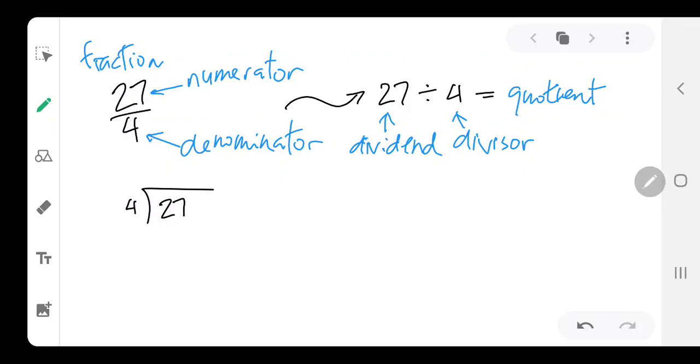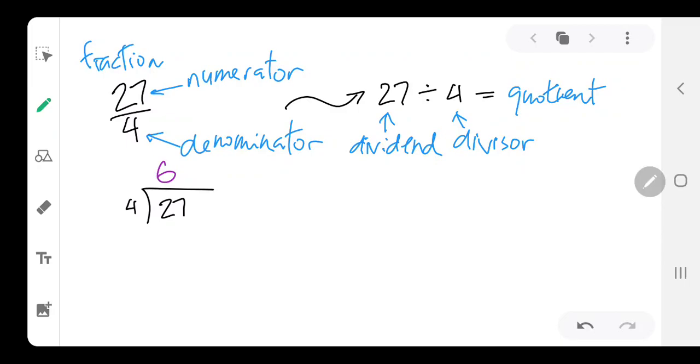5 times 4 is 20. We're still kind of far from 27. 6 times 4 is 24. Now we're getting close. 7 times 4 is 28. Now we went over it, so it has to be 6. 6 is the largest number we can multiply 4 times to get us close to 27.